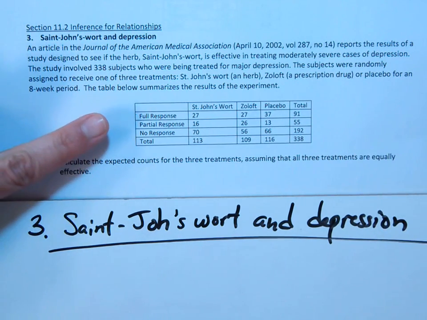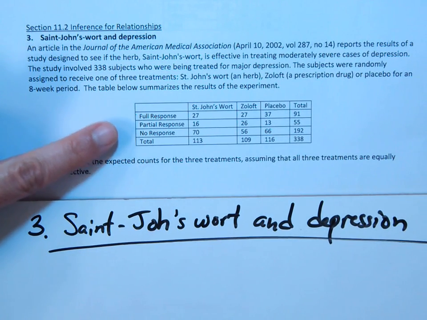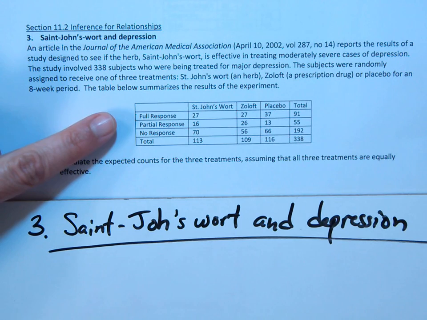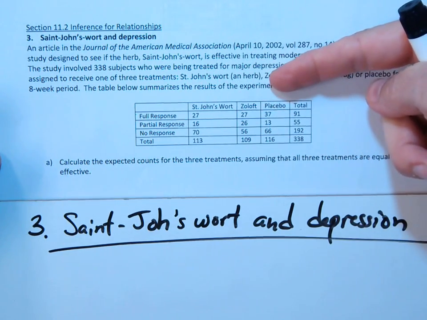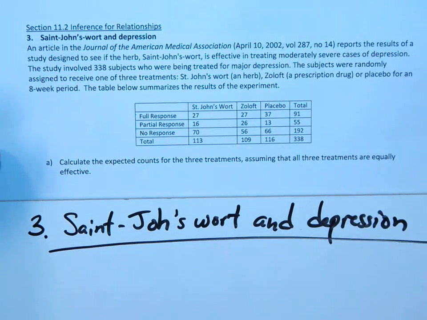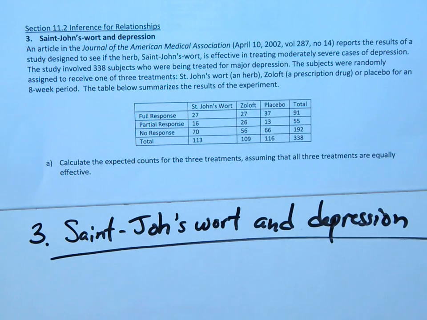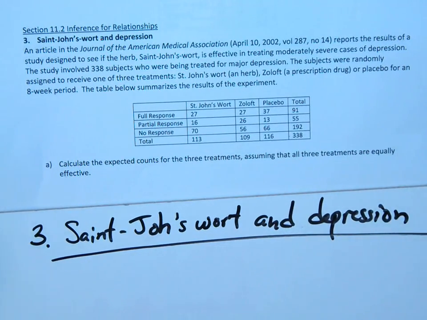So the one categorical variable is here. Each person fits into either full response, partial, or none, and that's one categorical variable. And here are your multiple treatments or populations there. So we're going to do a chi-square test for homogeneity to see if there's a difference in the treatment, if these differences are significant.